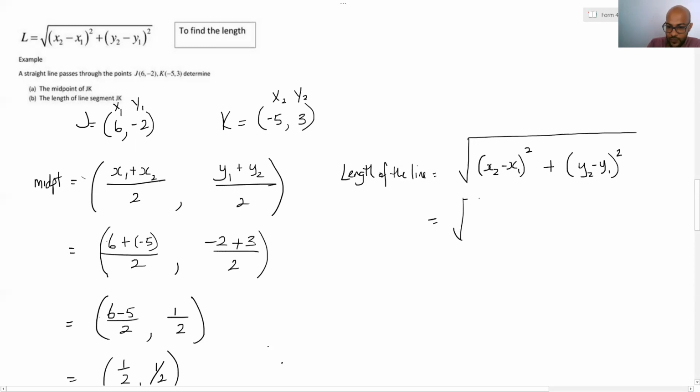And again, once you have a formula, when you're practicing and doing these questions, always write the formula. That's going to help reinforce what the formula is. So always start by writing the formula. It's also going to help eliminate any errors, because now you're just doing substitution. Our x2 value is -5. Our x1 value is 6. Our y2 value is 3. And our y1 value is -2.